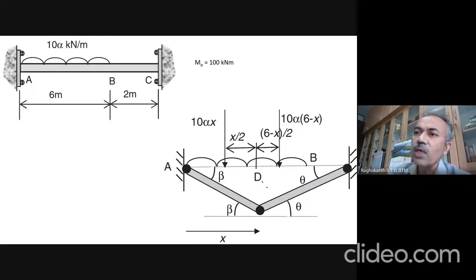Okay, so this way you can do many problems. Now this is a very interesting problem. It is a fixed beam. Both the ends are fixed.